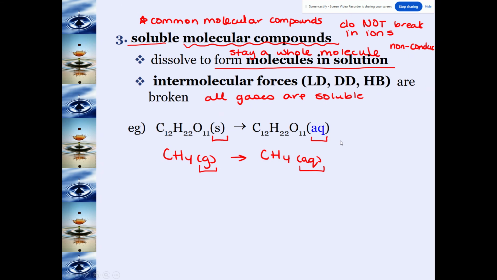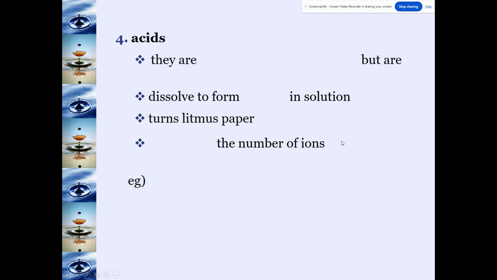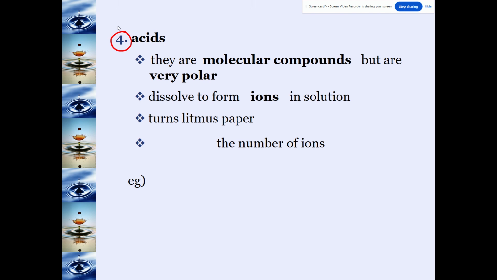Okay, now let's look at our fourth and final scenario, acids. Now, acids make up their own category as I mentioned before, because they are technically molecular compounds. They share their electrons. However, they're a special category in that when I put them in water, they actually will form ions, even though they're molecular. Okay, they ionize. That's the word we use for them.